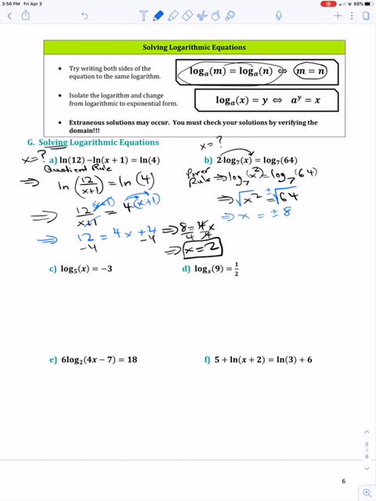Now, be careful. Here's something we have to talk about. We must check for extraneous solutions. So we've got x equal to 8 or negative 8. Now you remember we cannot take the log of a negative. Extraneous solutions may occur, right? If we were to check, for example, x equal negative 8, what happens? 2 times log base 7 of negative 8. Can't happen. Can't have a negative.